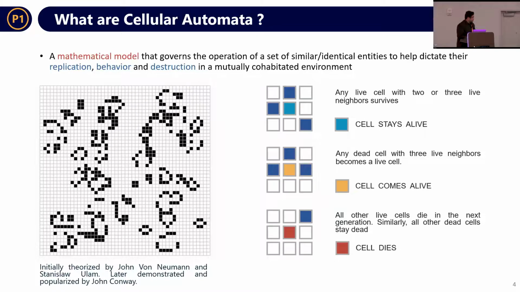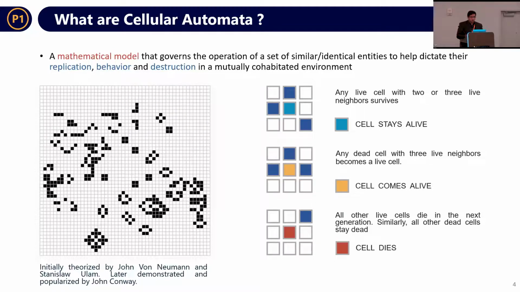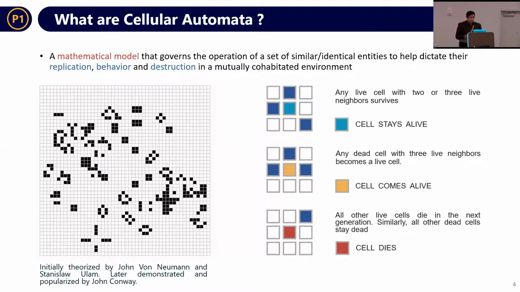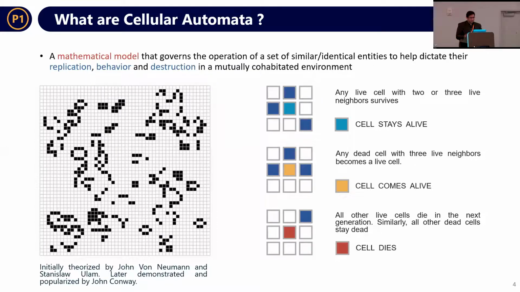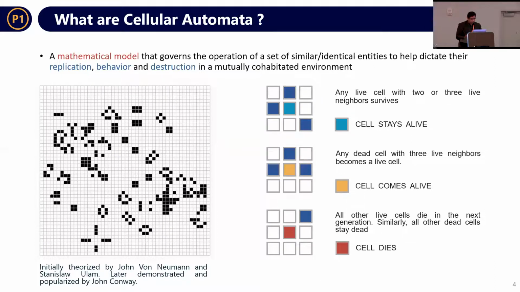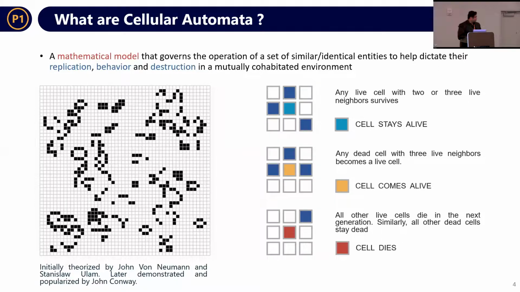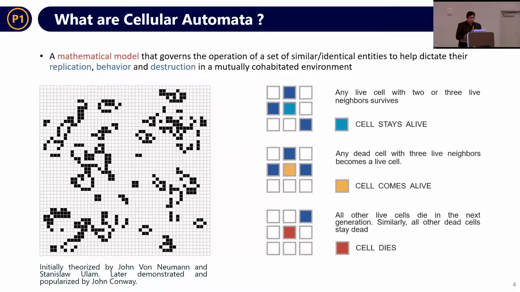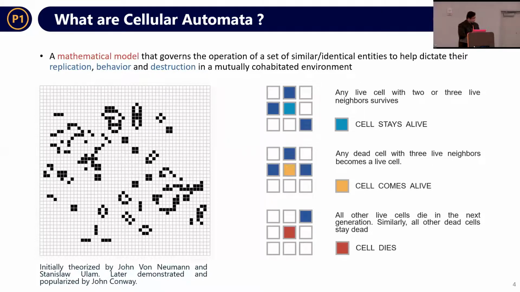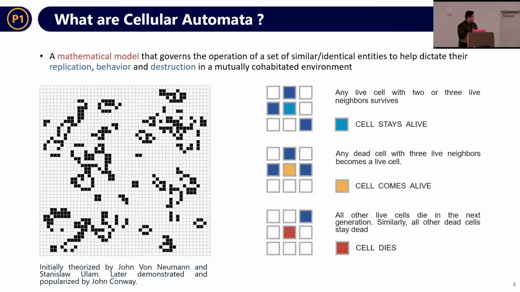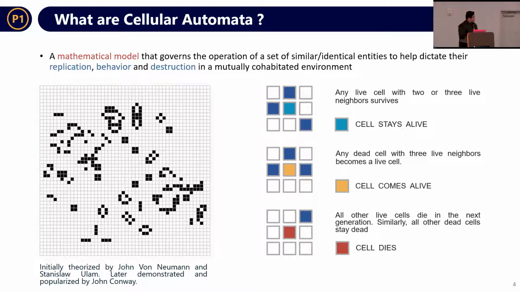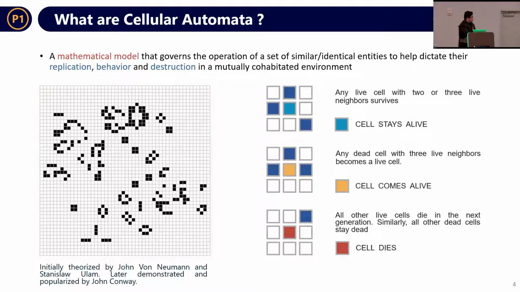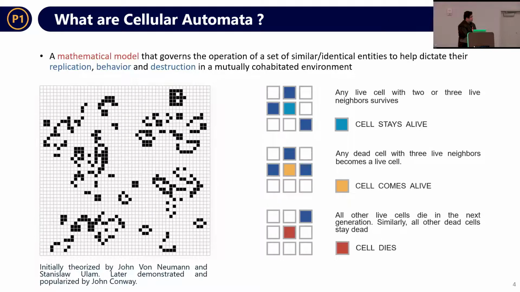This was initially theorized by John von Neumann himself back in the 1950s, 1960s. And he actually worked this out on paper before he had a computer with him. So it was quite remarkable. But then it was later popularized by John Conway, who turned it into something that we call the game of life. And as you can see on the right, those are the kernels that operate on this grid and dictate how the cells evolve.